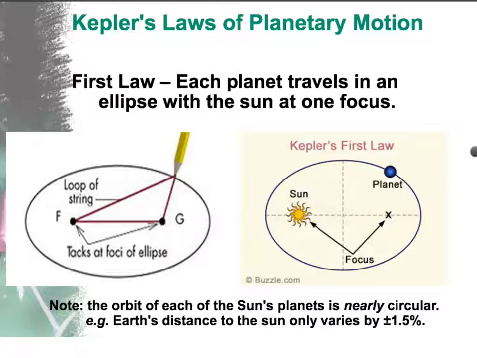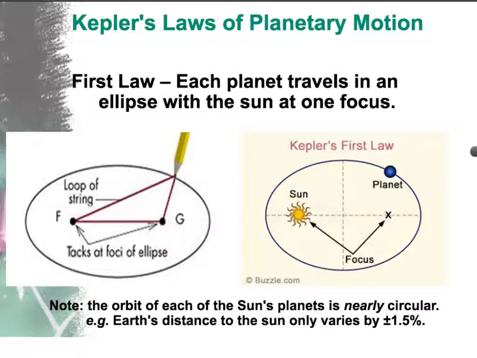So there are two foci to every ellipse, and the sun, Kepler recognized, has to be at one of those two foci, which was a really amazing observation on his part. And even though we draw these as ellipses and they look very oblong, actually the orbit of each of the sun's planets is nearly circular. Not quite circular, and Kepler was able to discern that thanks to Brahe's data, but it's very nearly circular.